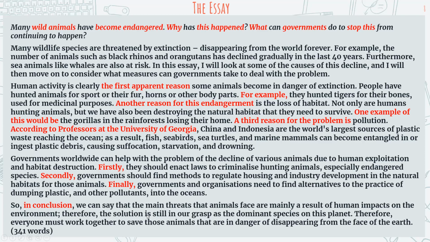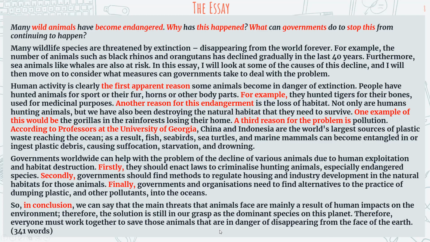Therefore, the solution is still in our grasp as the dominant species on this planet. Therefore, of course, you could replace therefore here with something else. It's highly recommended, actually. Everyone must work together to save those animals that are in danger of disappearing from the face of the earth. Okay, so here I made a statement that we should all work together to save those endangered species.